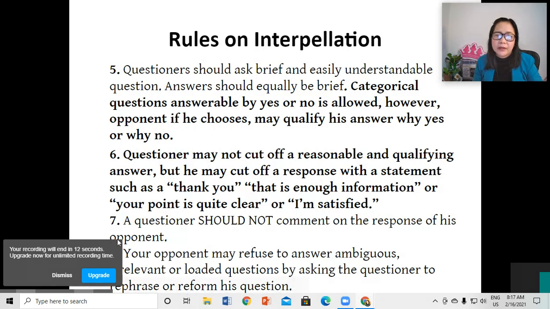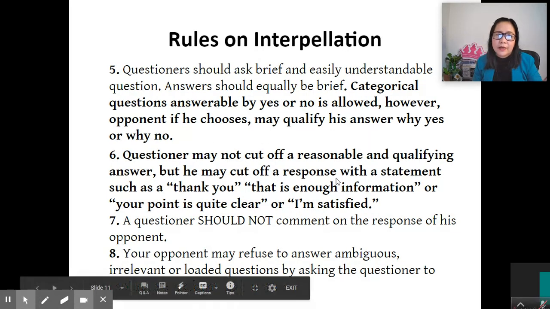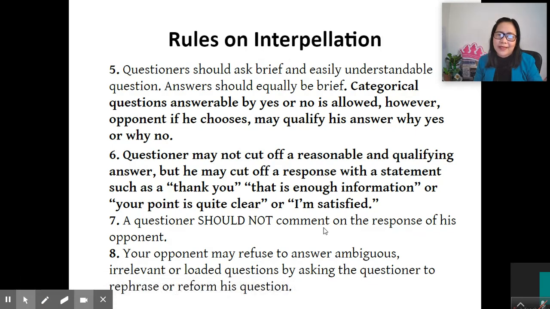These are some of the other rules on interpolation, which will be given to you in detail during the synchronous meeting. I hope this one helps.